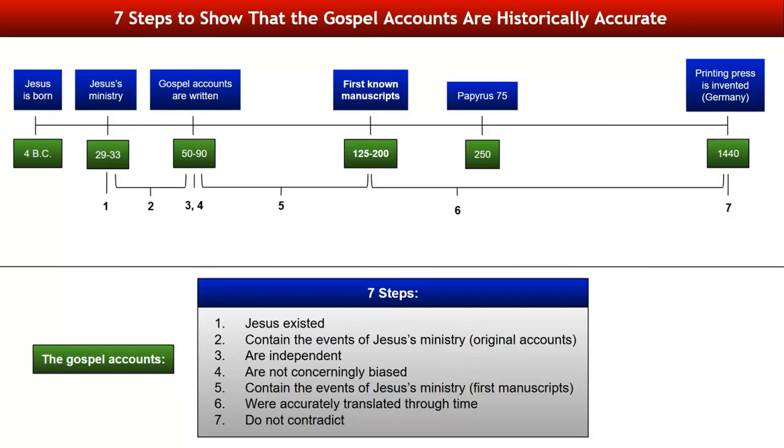They pass every historical test in a way that no other ancient document even comes close to. We know that the events in them actually happened. Note that many of the arguments I used in this video also apply to the rest of the New Testament. Furthermore, I defend the apostolic writings, which include the books of the New Testament that are not the Gospels or Acts, in a video that is later in this series.